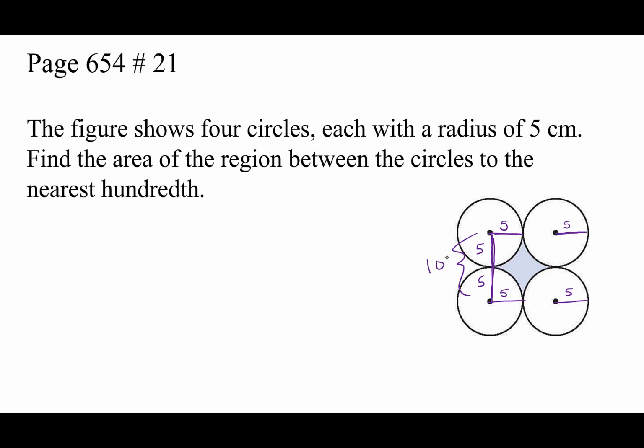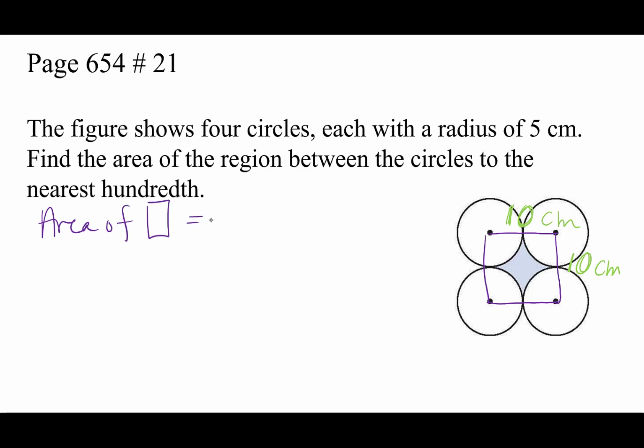So let me erase this and redraw this, because what I'm trying to get to is that there's a square by connecting the radiuses together, and this square is 10 centimeters by 10 centimeters. So first, the area of the square is 10 times 10, which is 100 centimeters squared.